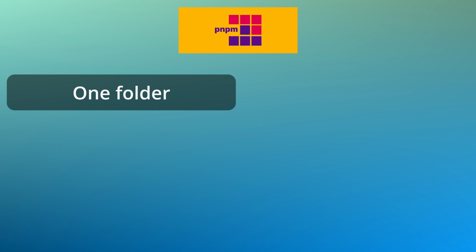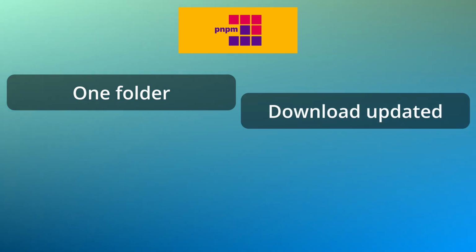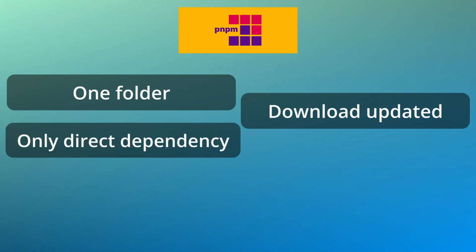At the same time, in PNPM, one of the main advantages is disk space. There is one storage for all packages, so you don't need to download the same dependency for each project. When you update an already installed dependency, it will download only updated files and not the whole package. You will have access only to direct dependencies from node_modules. For example, in NPM and Yarn of the first version, there were all dependencies in a flat way in the node_modules folder. With PNPM, you will have access only to direct dependencies.